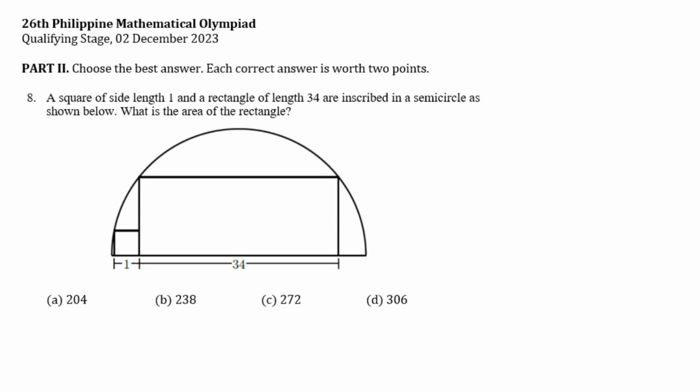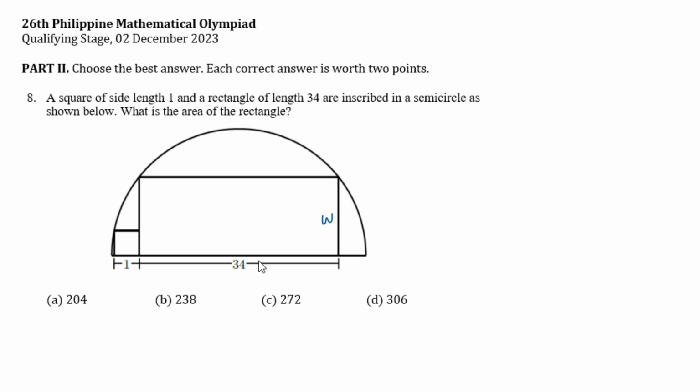Item number 8. A square of side length 1 and a rectangle of length 34 are inscribed in a semicircle as shown below. What is the area of the rectangle? So we already have the length of the rectangle, which is 34. So we just need to find the width of the rectangle. Let us denote the width by W. Now we can easily find the value of W if we know the radius of the semicircle. So let us find first the radius.